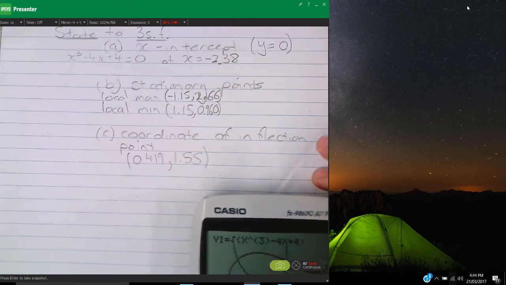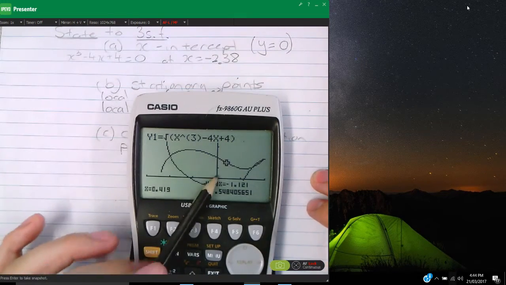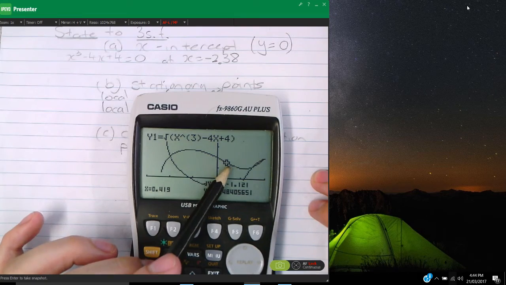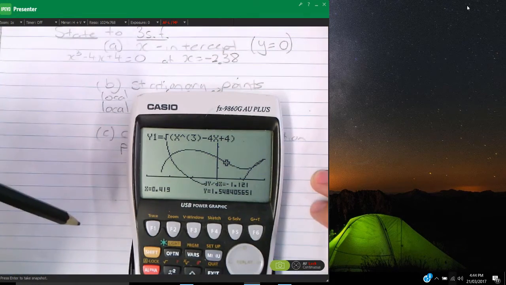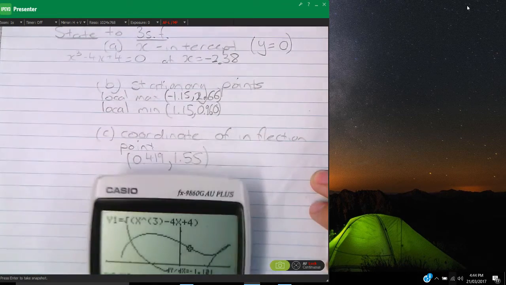Okay, so that's there. So we've actually gone and found the inflection point using this graphics calculator. Those are all the major skills I wanted to go through in this video. So try these out for yourself and see how you go.